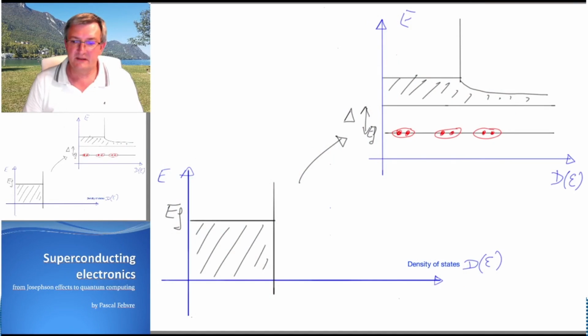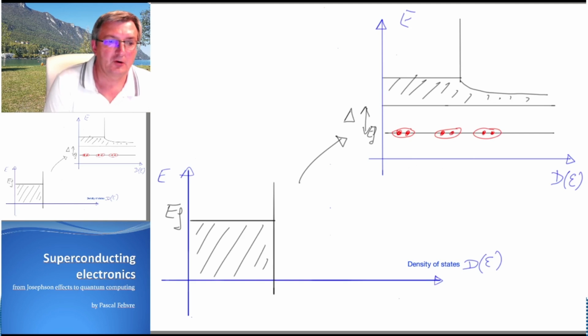So to explain it in a simple way, when you have a normal metal, you have all these electrons which are filled up to the Fermi level, the energy of Fermi here, and the density of states, if you watch only closely the energy level, is constant.